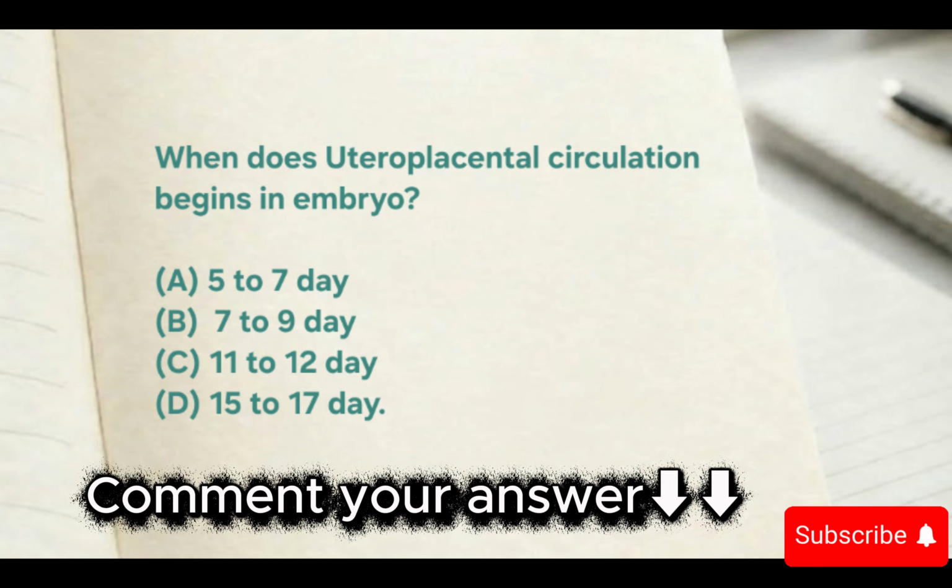Next question. When does uteroplacental circulation begin in the embryo? Option A, day 5 to 7. Option B, day 7 to 9. Option C, day 11 to 12. Option D, day 15 to 17.